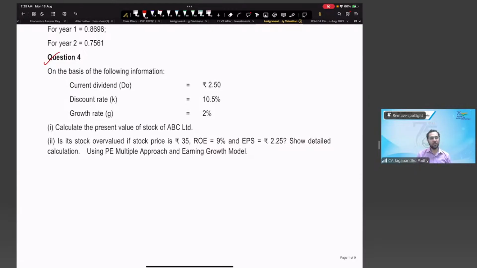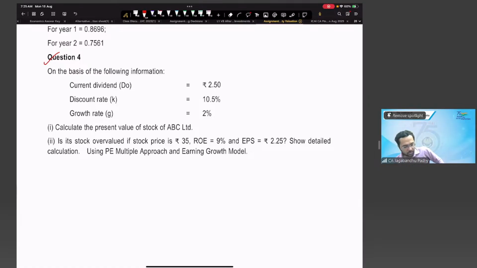On the basis of the following information, current dividend D0 is 2.5. Dividend rate is 10.5%. Growth rate is 2%. So we have the dividend value, we have the discount rate, which is the cost of capital, and also the growth rate is 2%. We have to calculate the present value of the stock of ABC Limited. Is its stock overvalued?